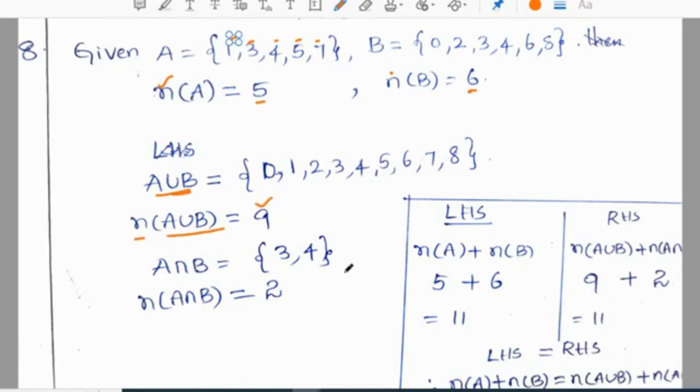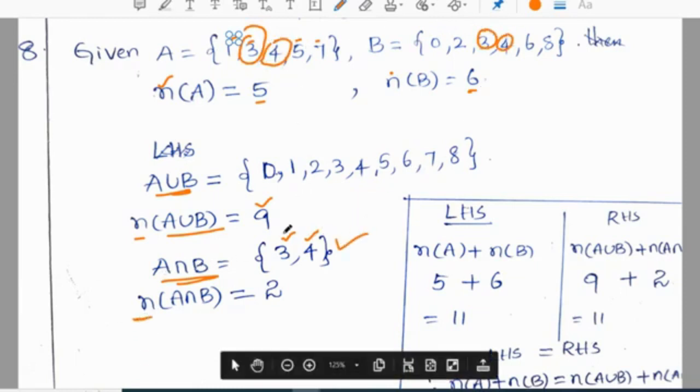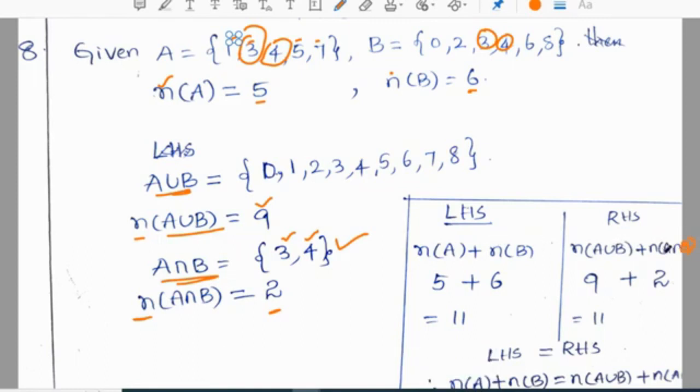So to find n of A intersection B, first we have to calculate A intersection B, which is the common elements in both the sets. 3 is common, 4 is also common in both sets. So A intersection B is 3, 4. Number of elements in A intersection B is 2. So we need to prove n of A plus n of B is equal to n of A union B plus n of A intersection B.